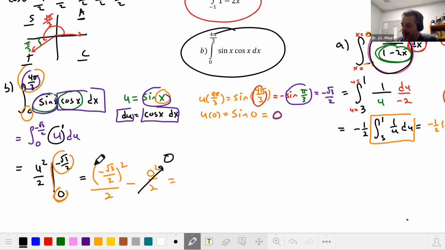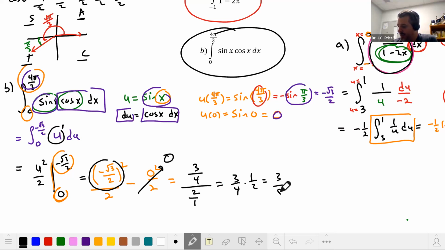And then the second term, or last term, is going to go away because it's just 0. I'm going to square out this thing right here, so the negative is going to go away. Root 3 times root 3 is 3, and 2 times 2 is 4, and that's all divided by 2. To simplify this, 2 is like 2 over 1, so you multiply by the reciprocal. So it's 3 over 4 times 1/2, which equals 3 over 8. And so there's my answer.